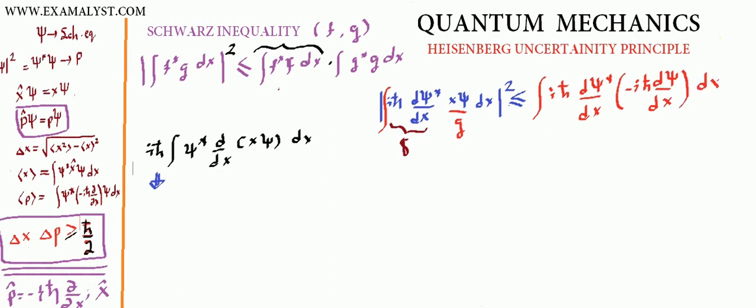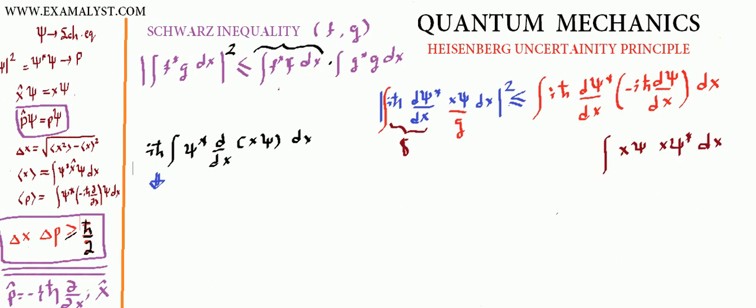And then how about the second part, that is the g? First consider the g, which is x psi, and then you have to consider the g star, which is x psi star, and then dx. Agreed?